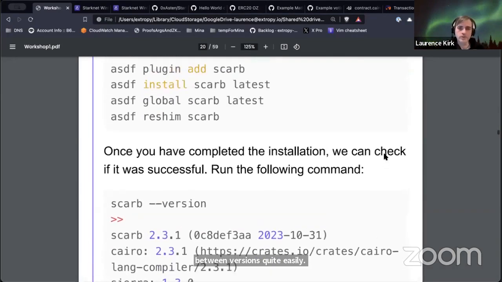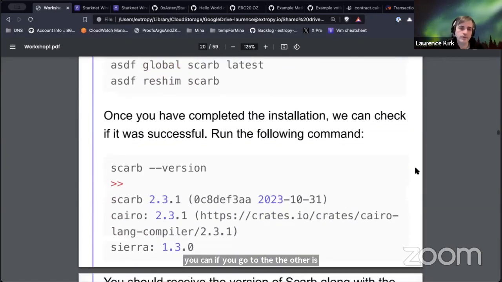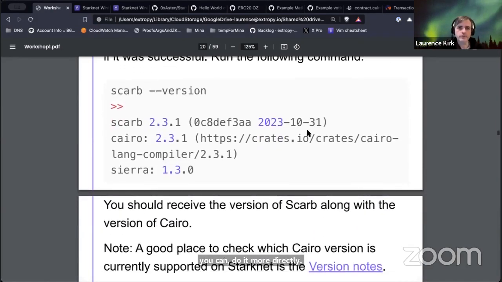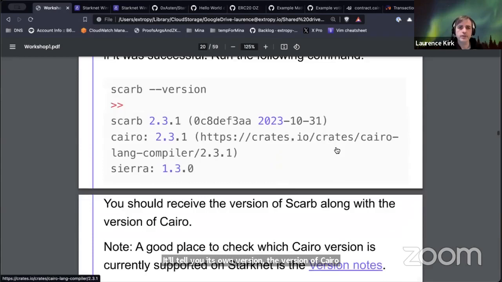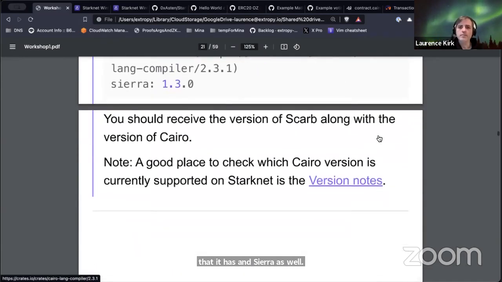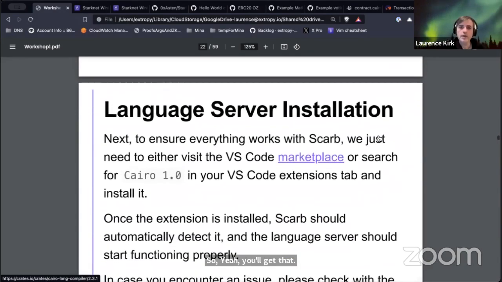Or if you go to the other instructions, you can do it more directly. But once you've installed it, do check it by having a look at the version. It'll tell you its own version, the version of Cairo that it has, and Sierra as well. So you'll get that. Okay, so make sure you've got that up and running.